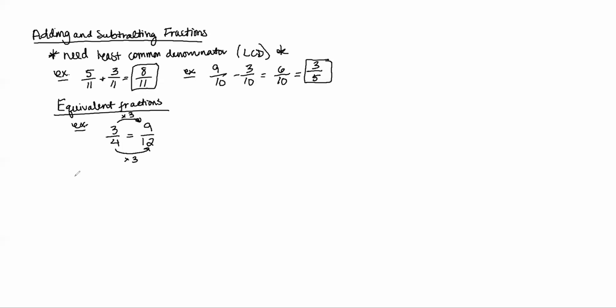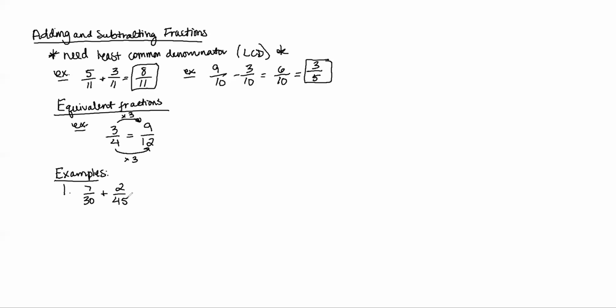And so let's go ahead and look at some examples where we actually have to change the denominator. So this first one here, we're given 7/30 plus 2/45. So for this one, if you notice, we have different denominators. So we know we need to change those.